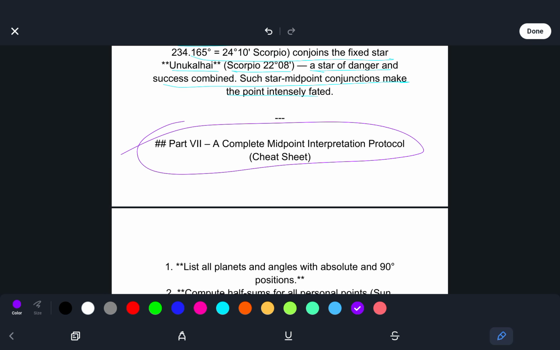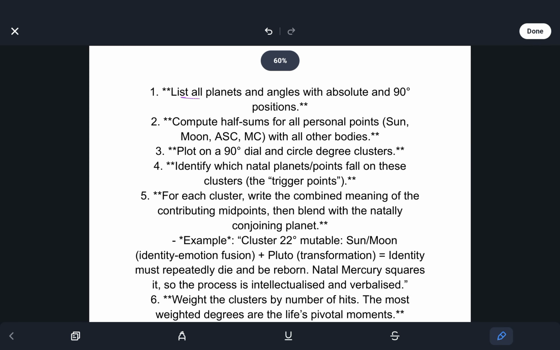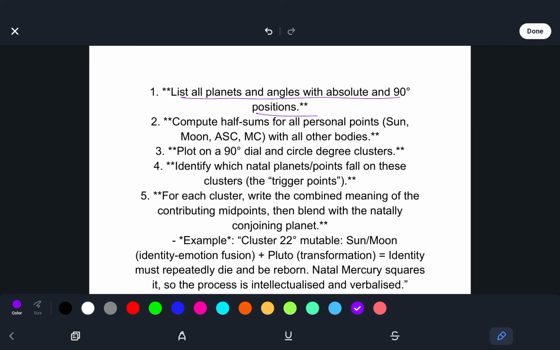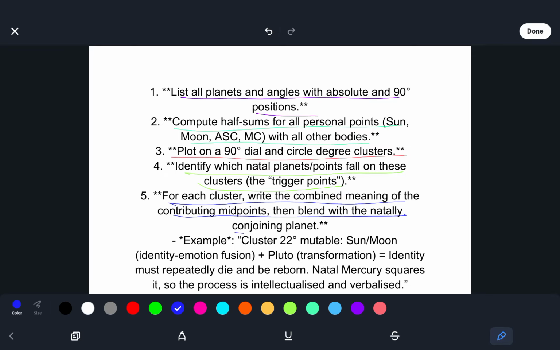A complete midpoint interpretation protocol. List all planets and angles with absolute and 90 degree positions. Compute half sums for all personal points: Sun, Moon, Ascendant, Midheaven with all other bodies. Plot on a 90 degree dial and circle degree clusters. Identify which natal planets fall on these clusters, the trigger points. For each cluster, write the combined meaning of the contributing midpoints, then blend with the natally conjoining planet.